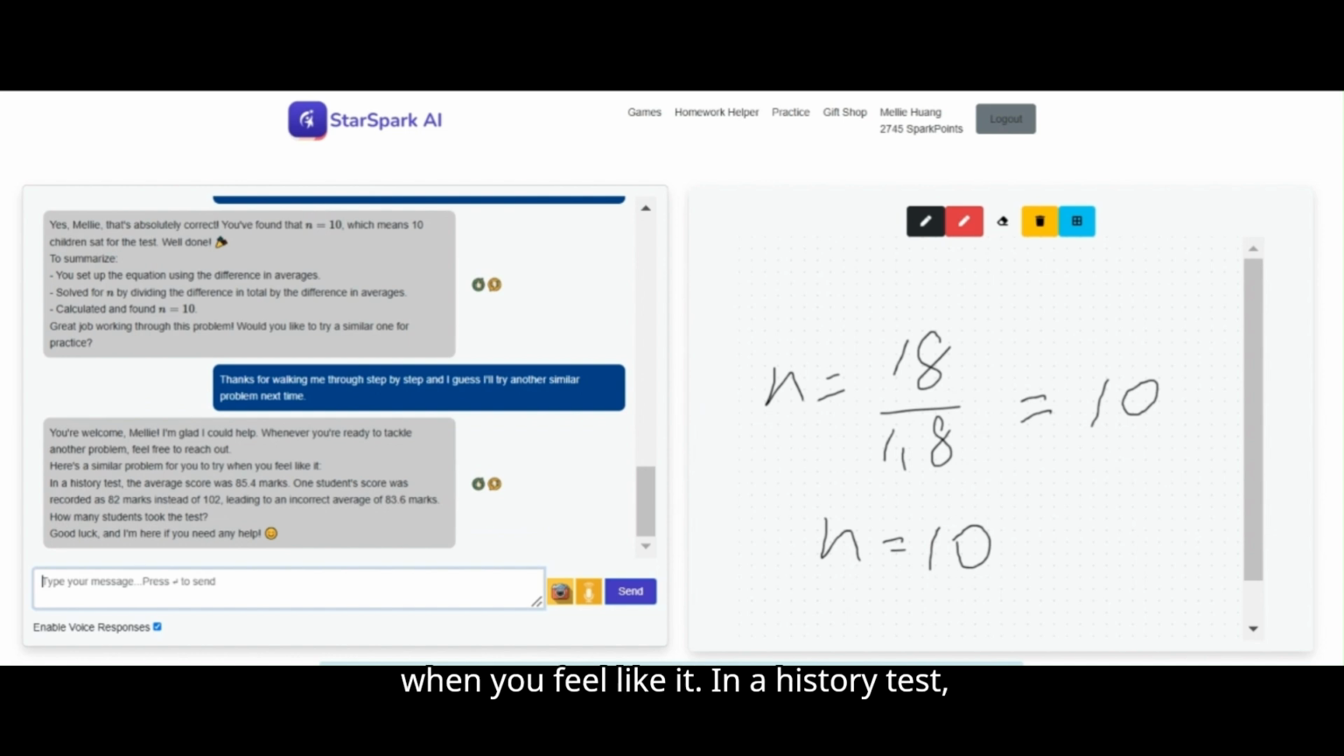In a history test, the average score was 85.4 marks. One student's score was recorded as 82 marks instead of 102, leading to an incorrect average of 83.6 marks. How many students took the test? Good luck, and I'm here if you need any help.